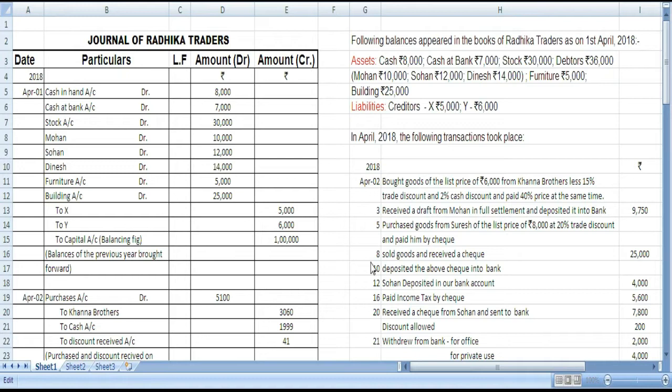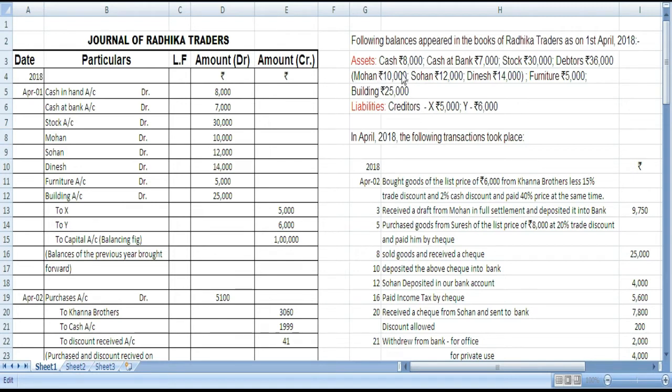Hello students, as we are continuing with our chapter journal, today we will do question number 12a, and here is the question. Following balances appeared in the books of Radhika Traders as on 1st April 2018. We have got here the assets and liabilities which have been forwarded from the previous year.